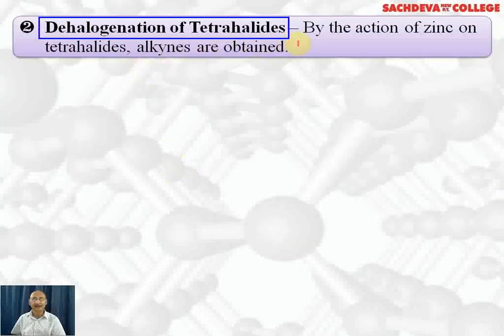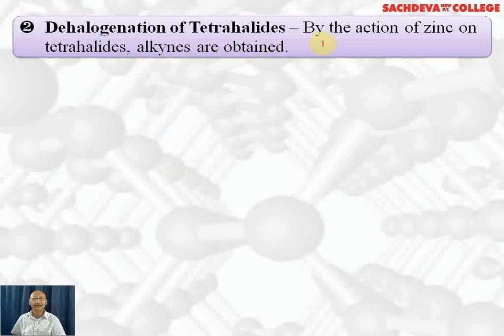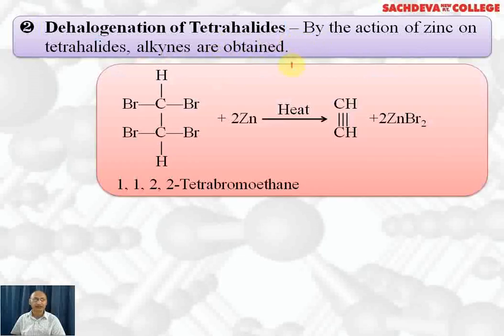Dehydrohalogenation of tetrahalides. This process is called dehalogenation because halogen is being removed. Tetrahalide means they have 4 halogen atoms. Example is 1,1,2,2-tetrabromoethane, which has 4 bromine atoms. We are using zinc dust or zinc in alcohol.